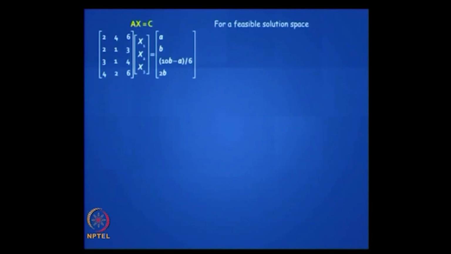So let us look at a problem like that. Let us say c1 is a, c2 is b, then c3 and c4 must necessarily satisfy this requirement. Then you can talk of a solution, but even then you won't get a unique solution because the rank is not full.